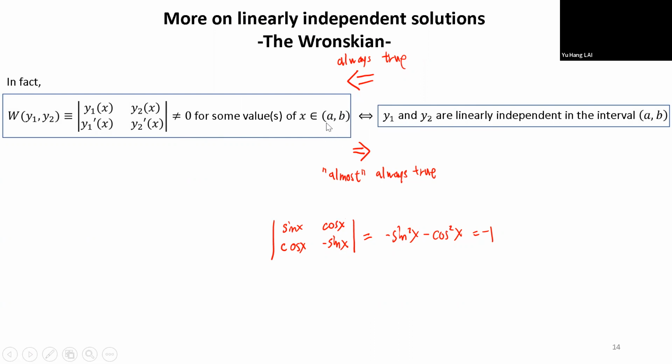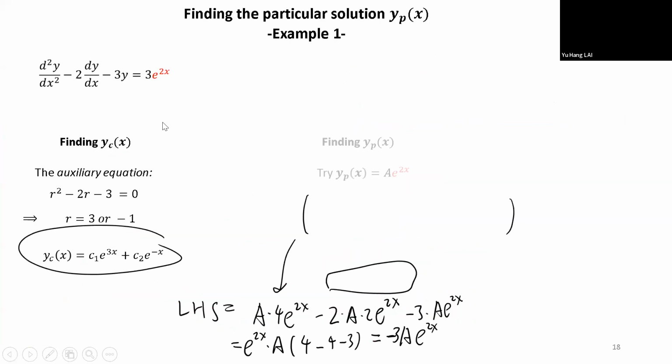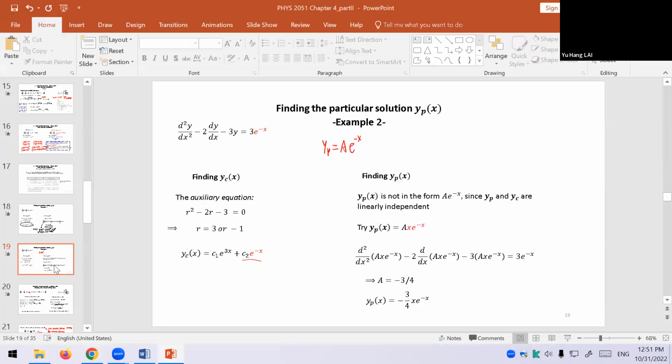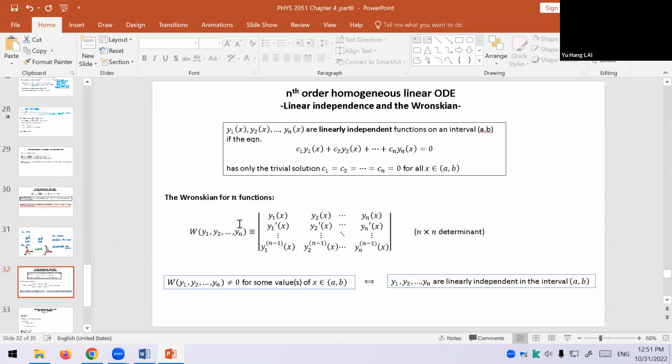at least for the case that we consider, if these functions are actually the solutions of the ODE, then it's guaranteed that it's true. And on the other hand, if these two functions are linearly independent, then that means that the Wronskian is non-zero. So the statement really is the same. But just now we have this n by n determinant for the Wronskian.